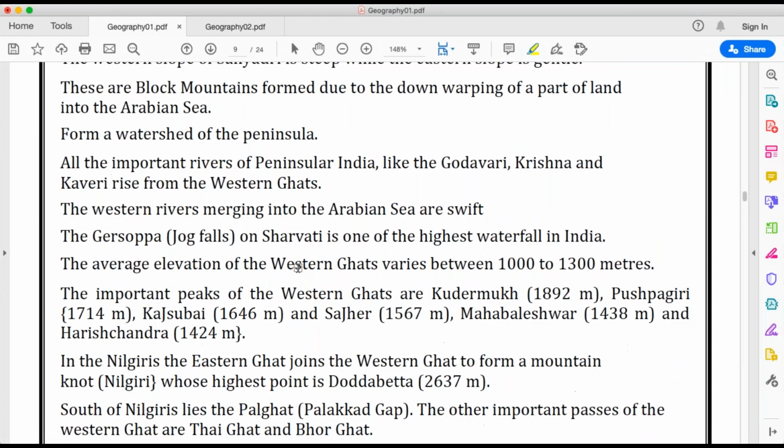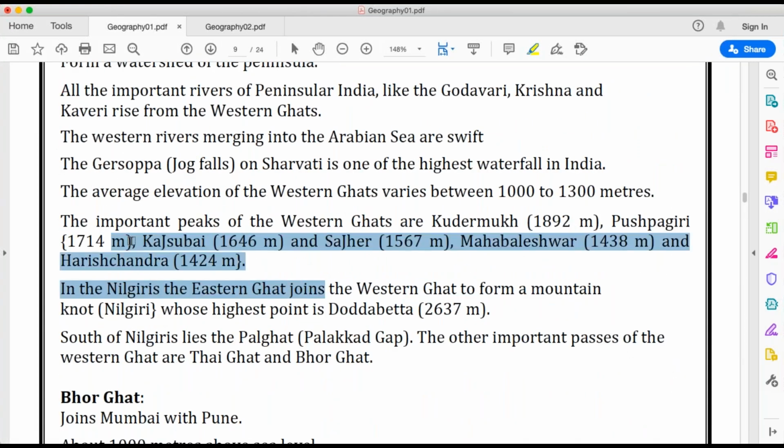Western Ghats, you need to remember what are the important peaks in Western Ghats and which is the highest peak along with its height. That's it. You don't need to remember the height of all the peaks. Just remember which is the highest peak, what are the different peaks, and the height of the highest peak.